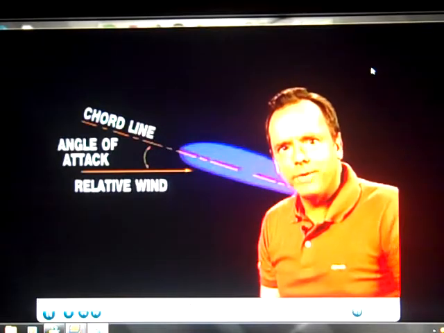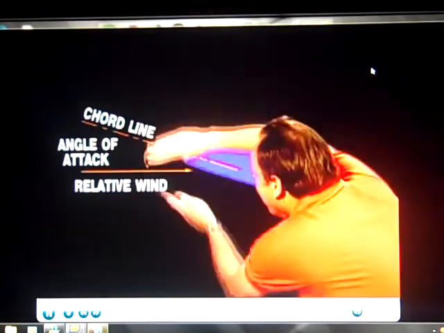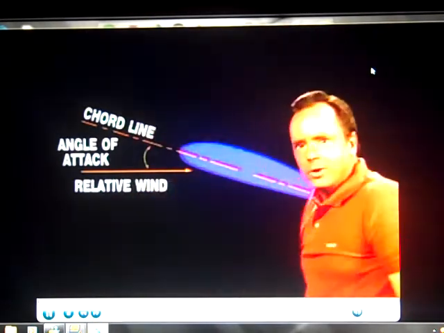And the FAA wants you to know that, and they call that an acute angle, meaning it's the small way around, not the big way around. The small angle here is called the angle of attack.